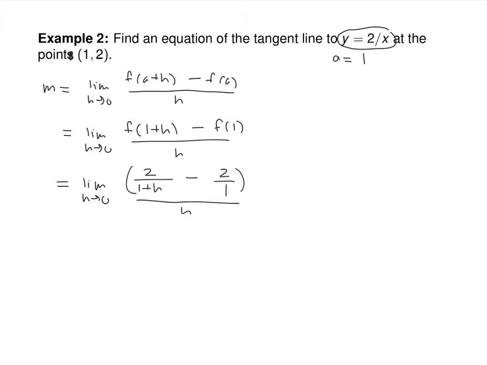Division by h is the same as multiplication by the reciprocal, which is 1 over h, right? You multiply by 1 over h there, 1 over h there. In the major denominator, the h's cancel, giving you limit h goes to 0. I'm just going to write that 1 over h in front, 2 over 1 plus h minus 2 over 1. I'm going to leave some space there on purpose. When you see two fractions, what's your strategy? So what do you multiply that second fraction by? 1 plus h over 1 plus h.